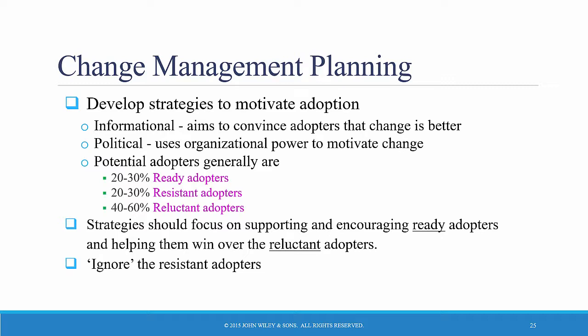To have a successful adoption, there has to be change management planning. There have to be strategies to motivate the adoption. And often these strategies are used together. The strategies are to provide clear and convincing evidence of the need for change. Informational strategies are targeted towards persuading potential adopters that the benefits outweigh the costs. You can use memos, presentations, other communication approaches. Often it's most effective to stress the reduction of problems rather than the creation of opportunities.